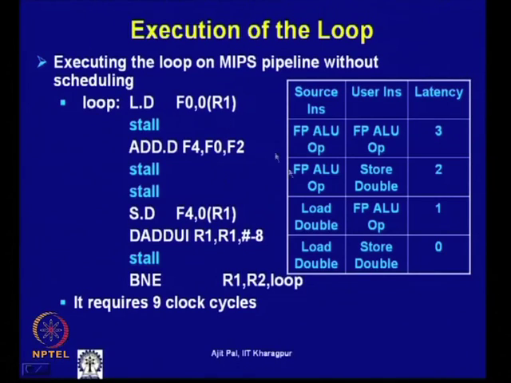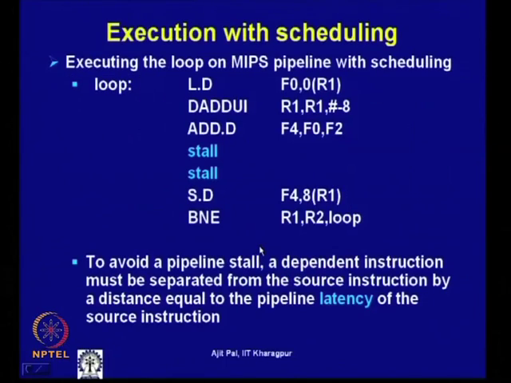But in this rescheduled code, we are performing the decrement earlier than storing the value. So, that is why, to store the result in the same memory location, instead of decrementing, we are adding 8, because the decrement operation was already done. So, addition of 8 is being performed.